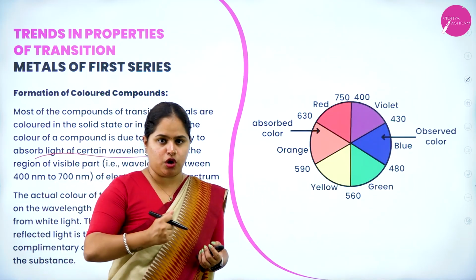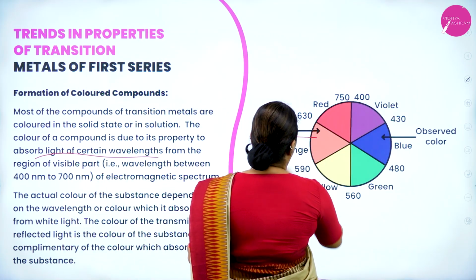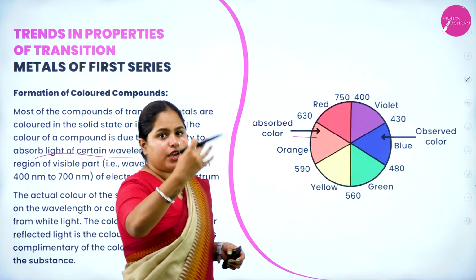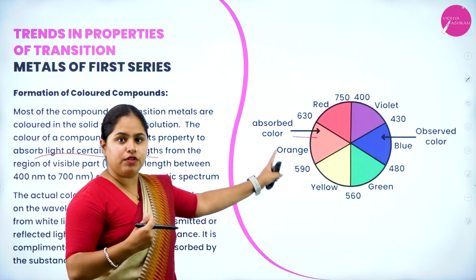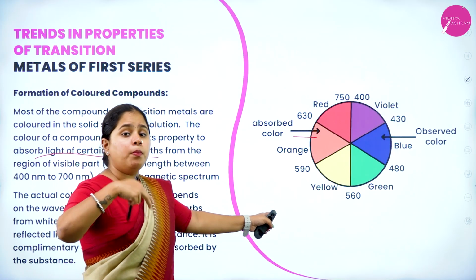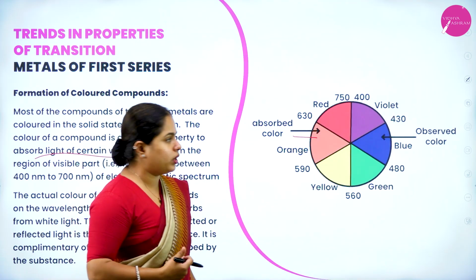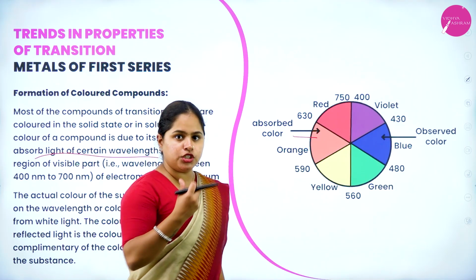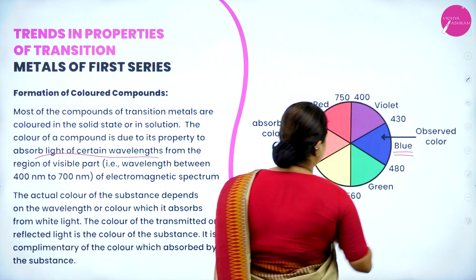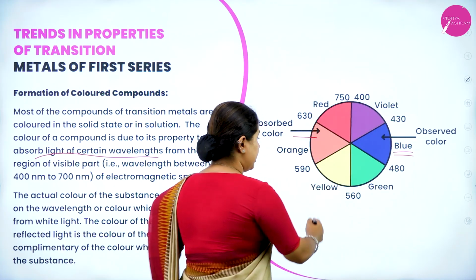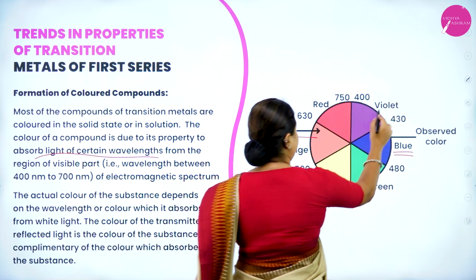And whichever it is absorbing, for example, if the D block element is absorbing a wavelength equal to the wavelength of the orange color, the complementary color will be the one which is shown by the substance. If it is absorbing orange color, the color shown will be the complementary one, that will be blue. If it is absorbing yellow color, then the color shown in the solution will be violet.